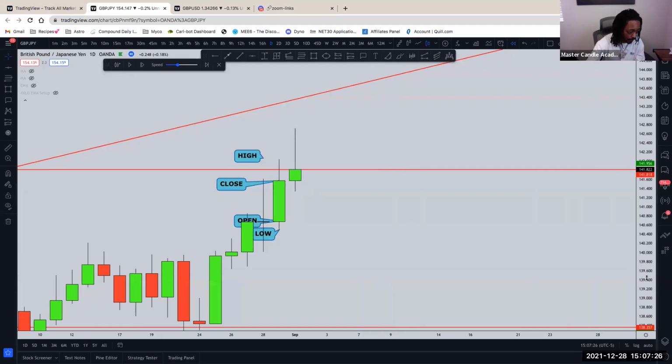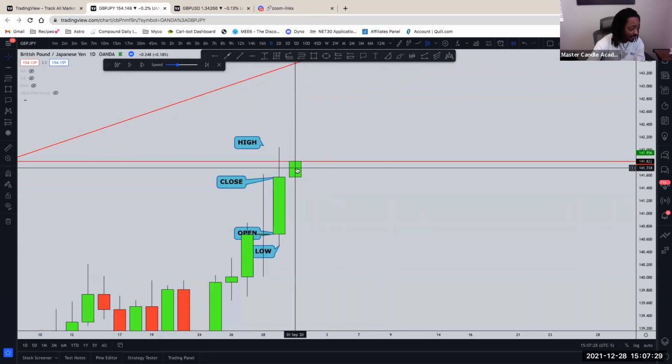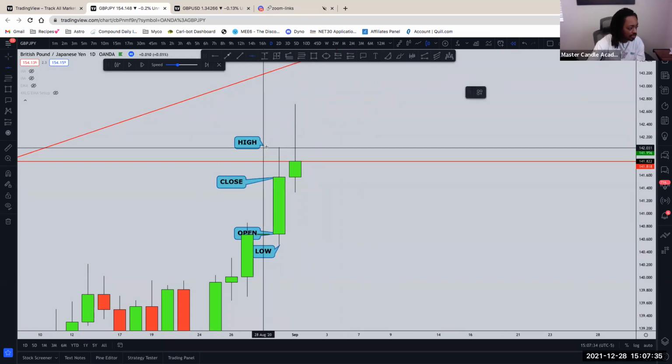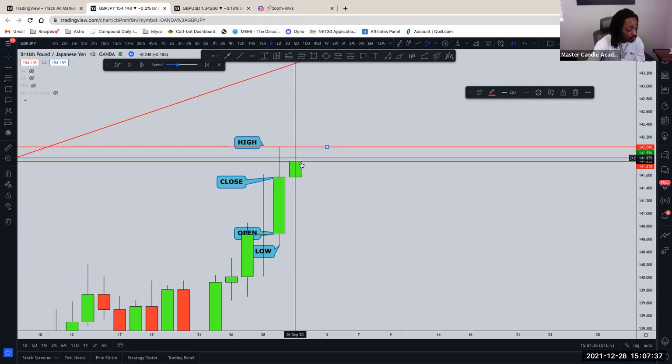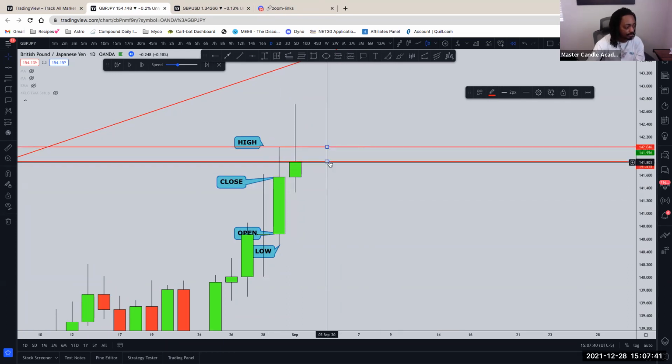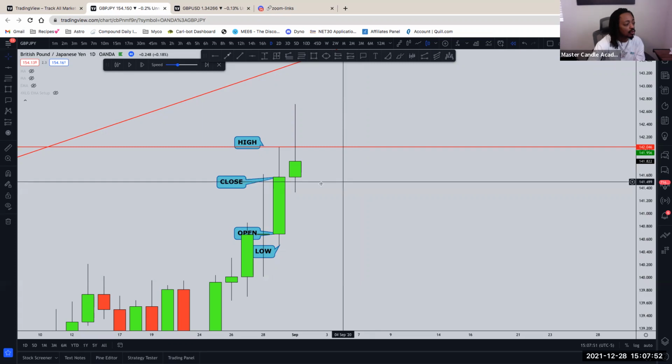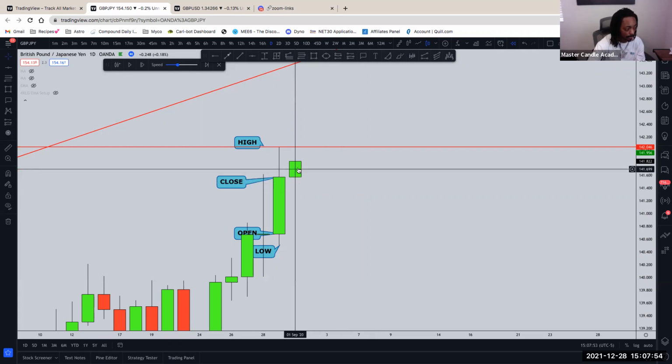So now we have another bullish candle, but now the question we ask ourselves, did this candle close above the previous high? All right, did that candle close above the previous high? No, exactly. So what is this?